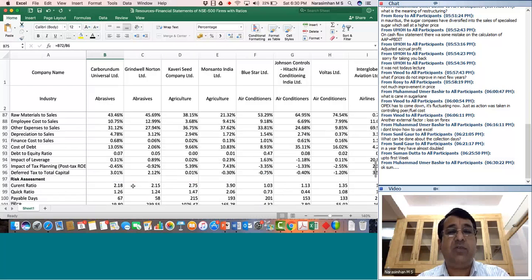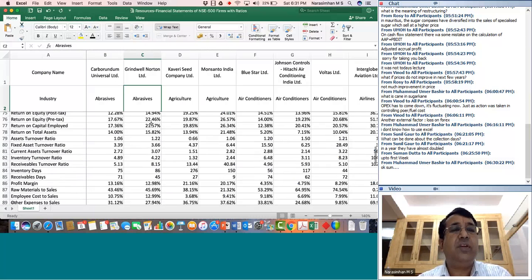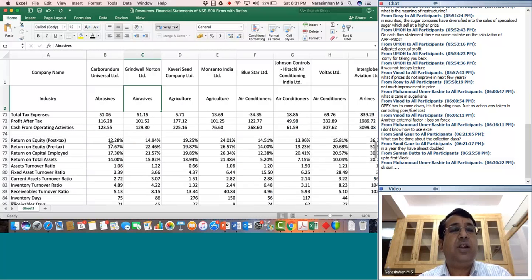I have not given you this part. I want you to learn on your own, and then you can start analyzing. For example, there are two companies, Grindwell Norton and Carborundum. Both of them are in the abrasive industry. You can find out the difference between these two companies. Look into that. Grindwell Norton is having 14%, whereas this is 12%. So why is Grindwell Norton better? How is this company doing compared to this one? So we can very quickly start analyzing this.